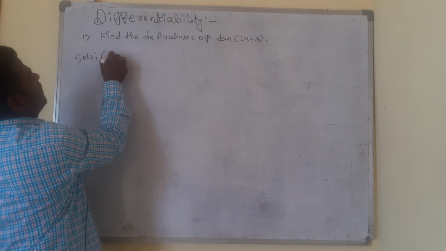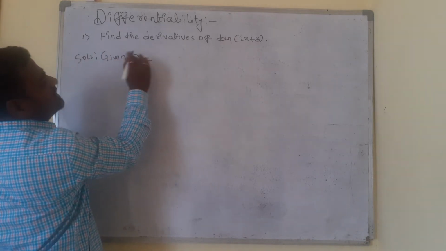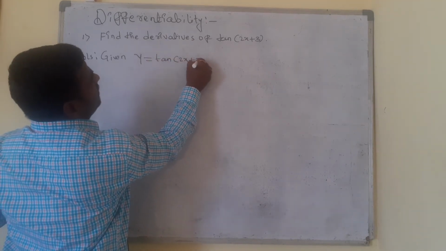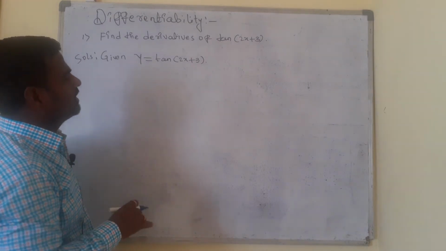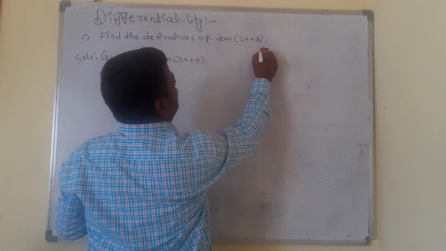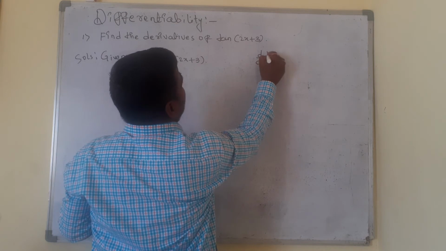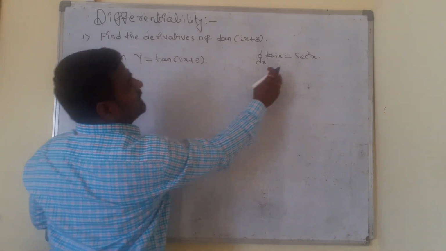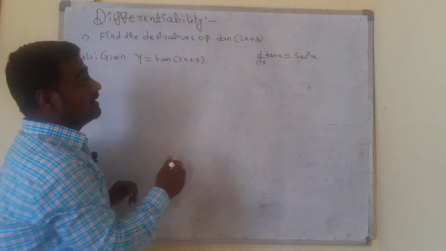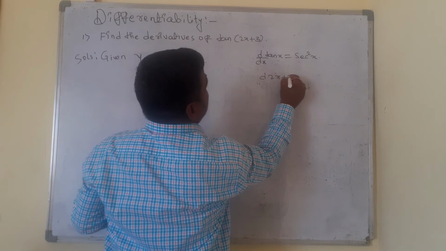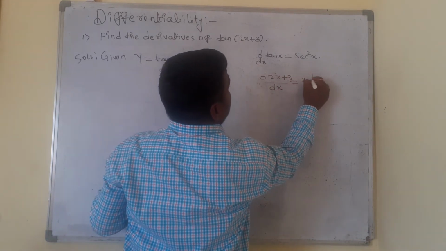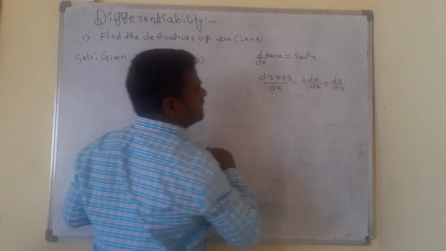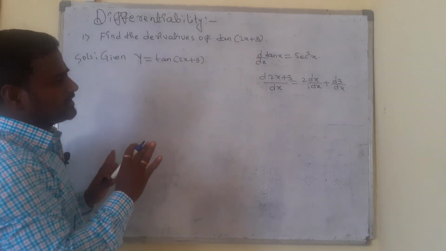Solution: given y is equal to, consider y the function. What is the function? Tan of 2x plus 3. A simple method, try to understand. Already you know the formula: differentiation with respect to x of tan x is sec square x. But here x is replaced by the bigger function, then again differentiation of 2x plus 3 with respect to x. So why am I considering this? Do you know that?